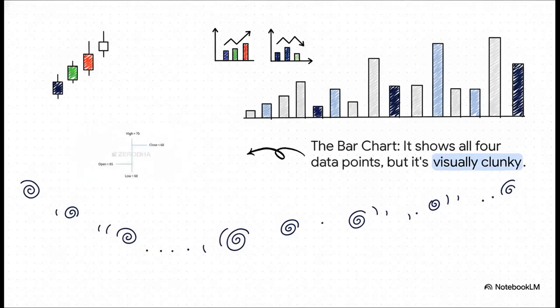One of the early solutions was something called the bar chart. And hey, it works. The very top of that vertical line is the high for the day, the bottom is the low. That little tick on the left, that's the open, and the tick on the right is the close. So all 4 data points are there. It's functional, but let's be real, it's not exactly easy on the eyes, is it? Especially when you've got hundreds of them all smashed together.